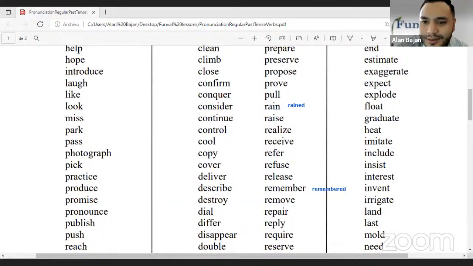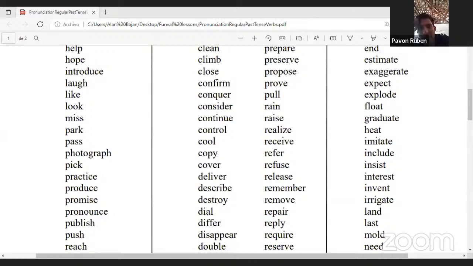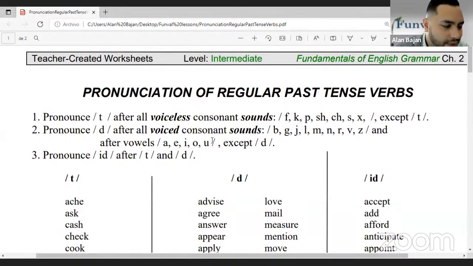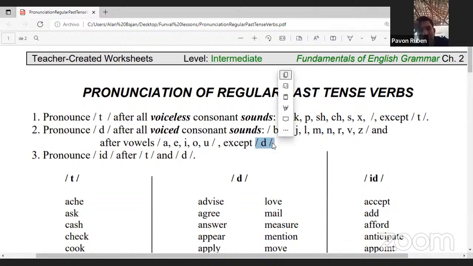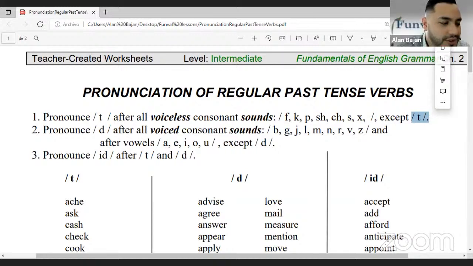Questions so far, class? Mister, what are the exceptions? For group number 2, are there some exceptions? You pronounce them? The pronunciation for group number 1, because T is a voiceless sound, but we don't pronounce it with T, right? Because we already have a group to pronounce it with T.